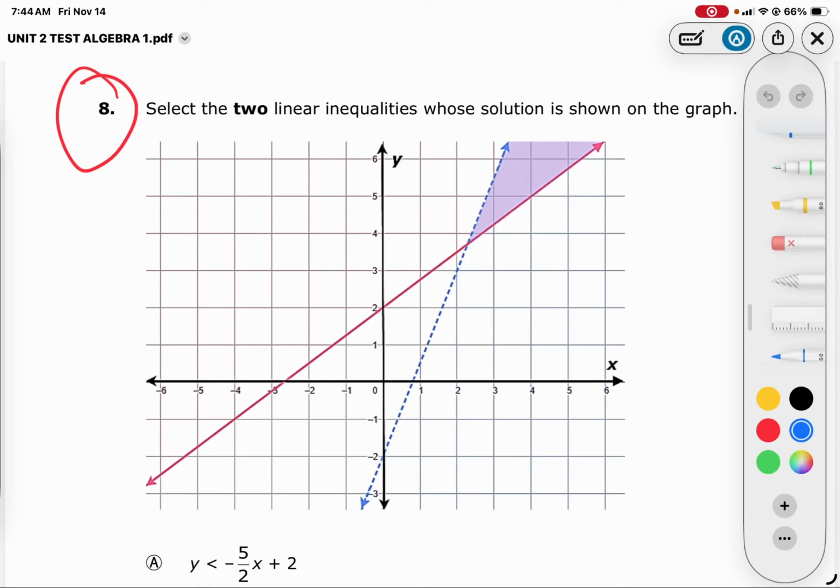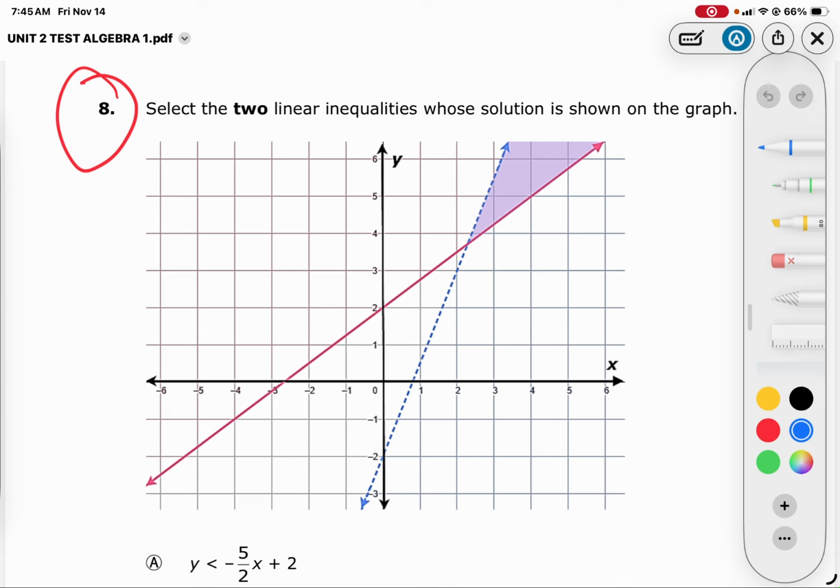Today we're going to be taking a look at question number 8 from Unit Test 2 for Algebra 1. In this question, it says select two linear inequalities whose solution is shown on the graph. Well, we have a red line and a blue line, so I'll use my two different colors to talk about those lines. I'm going to just start with the blue line first.